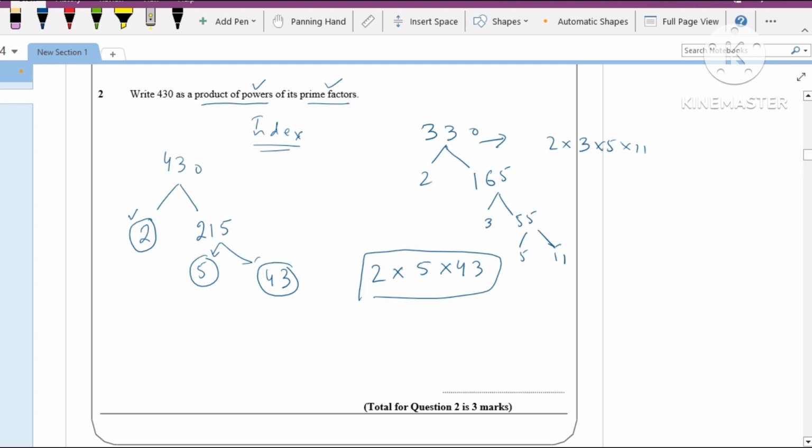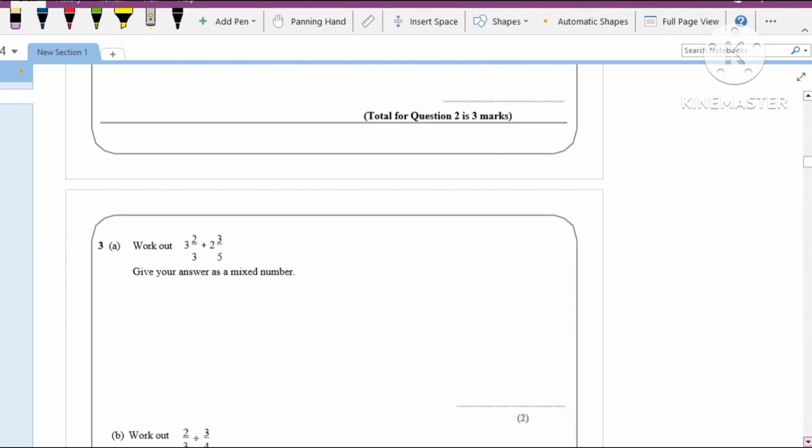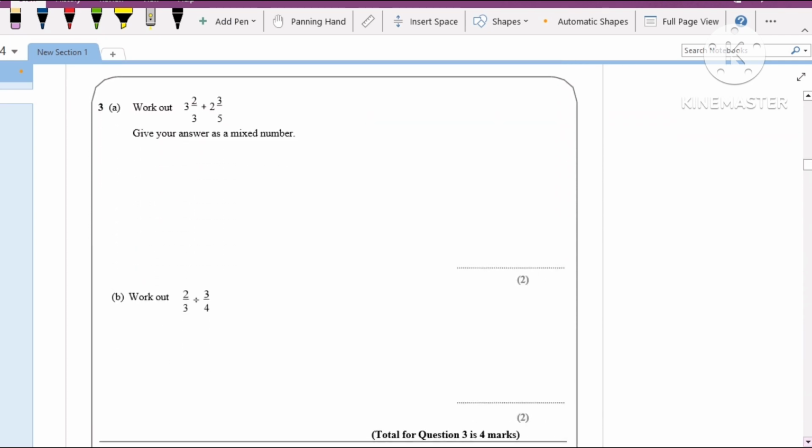So this is the next question. We have to move to the next question now. Next question is dealing with the fractions. So first of all, because these fractions are written in the form of mixed numbers, we have to write them as simple fractions. What is the method to write in a simple fraction? Basically you will times these two numbers, 3 times 3, and plus this number.